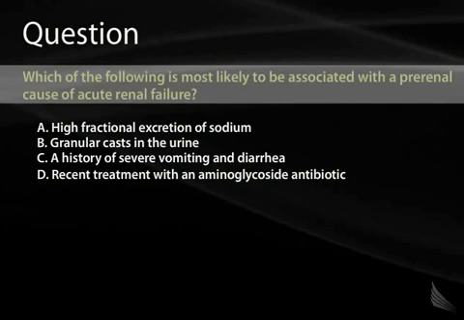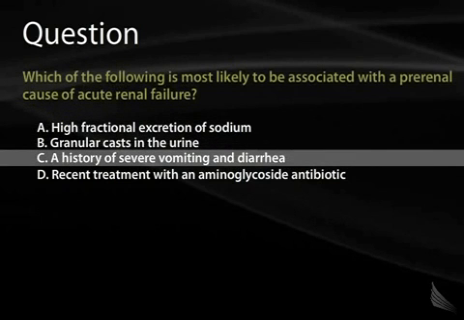Question number 15. Which of the following is most likely to be associated with a prerenal cause of acute renal failure? A, high fractional excretion of sodium. B, granular casts in the urine. C, a history of severe vomiting and diarrhea. Or D, recent treatment with aminoglycoside antibiotic. The answer is C, a history of severe vomiting and diarrhea. All of the other choices reflect intrinsic renal failure, specifically acute tubular necrosis.